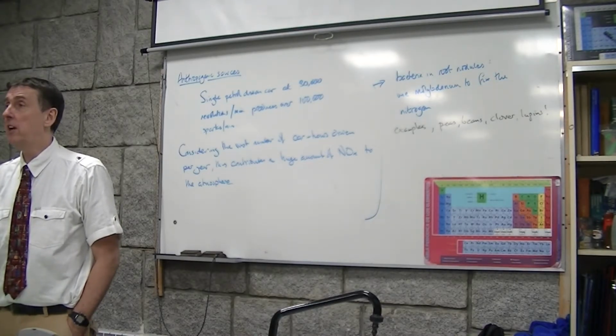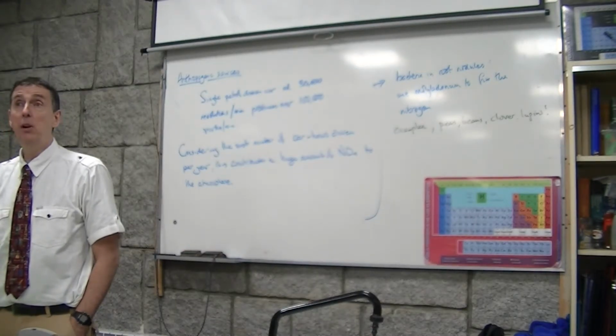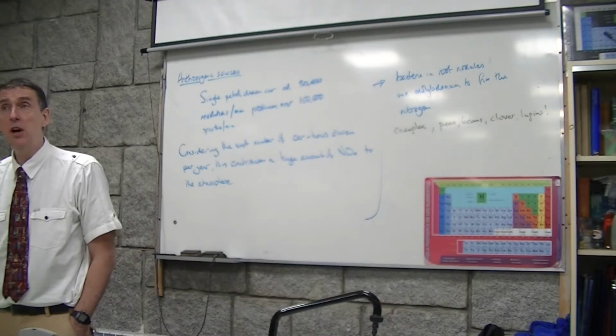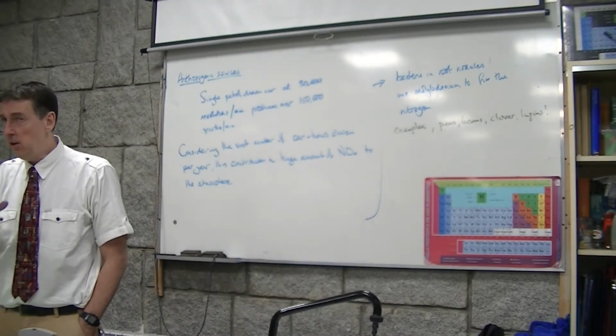Why specifically at the moment? Because levels of pollution are high. Why are levels of pollution high in Madrid at the moment? Because it hasn't rained.